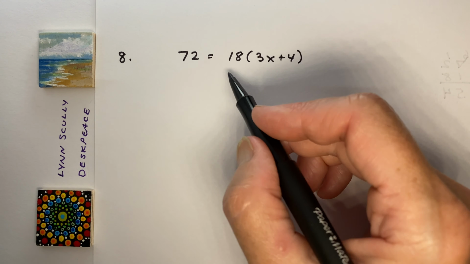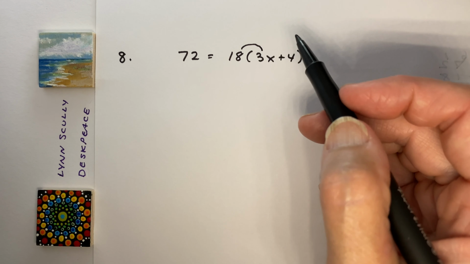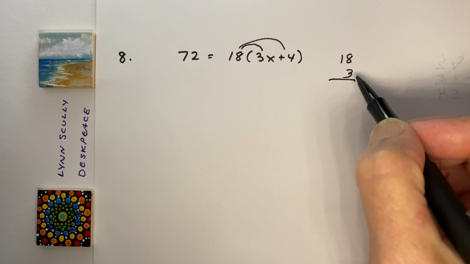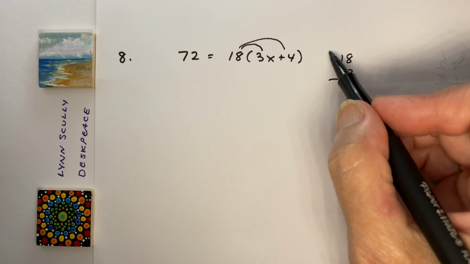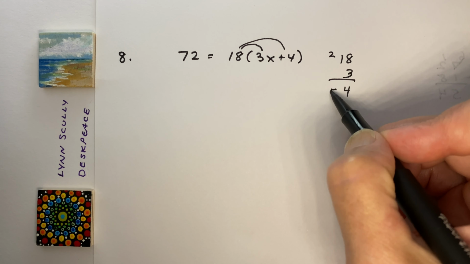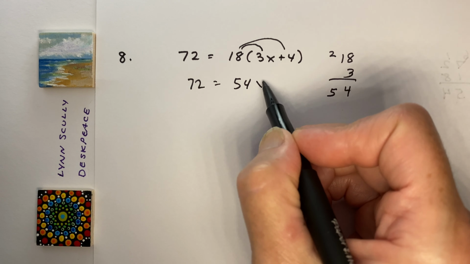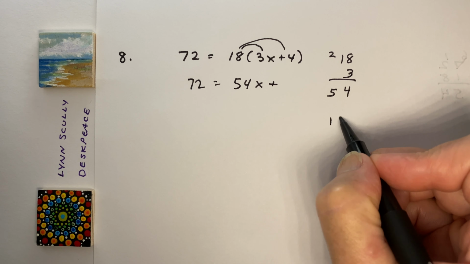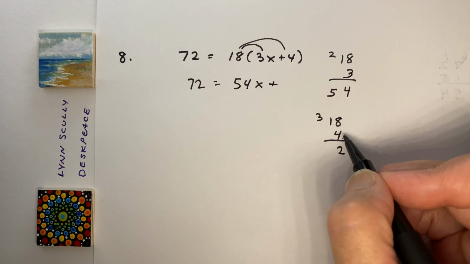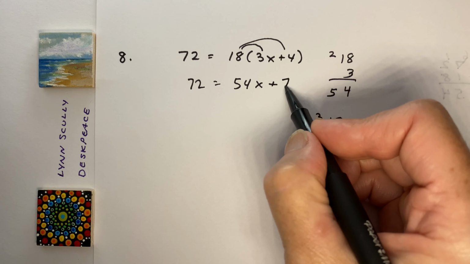Number 8, 72 equals 18 times the package 3x plus 4. I have to multiply the 18 to the first term and the second. I'm going to write it out like this. 3 times 8 is 24, carry the 2. 3 times 1 is 3, plus 2 is 5. So I have 72 equals 54 x's plus, now I have to do 4 times 18. 4 times 8 is 32, carry the 3. 4 times 1 is 4. 5, 6, 7. Now I have 72.